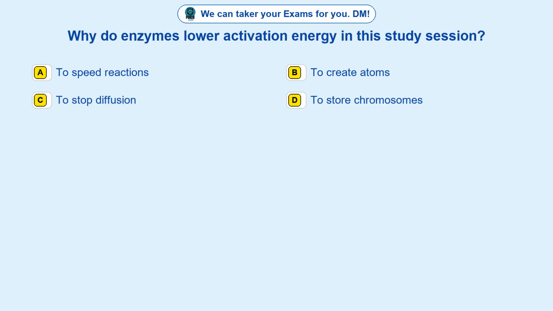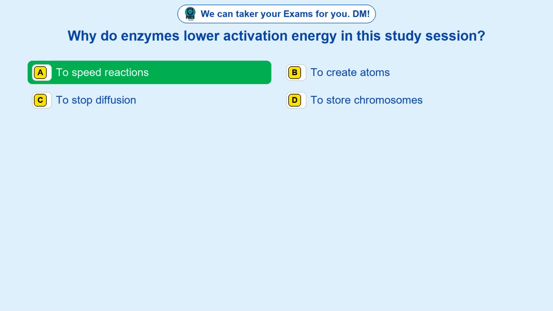Question 5. Why do enzymes lower activation energy in this study session? Option A, to speed reactions. Option B, to create atoms. Option C, to stop diffusion. Option D, to store chromosomes. The correct answer is option A, to speed reactions.